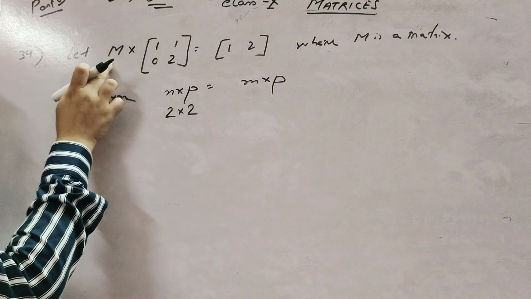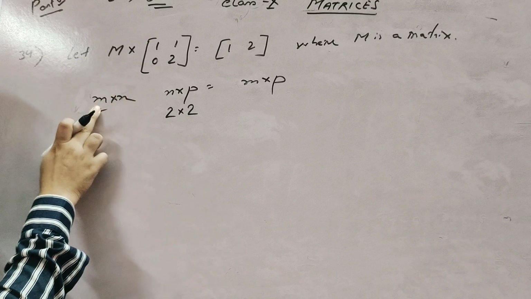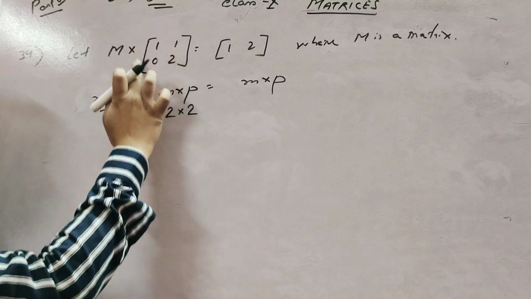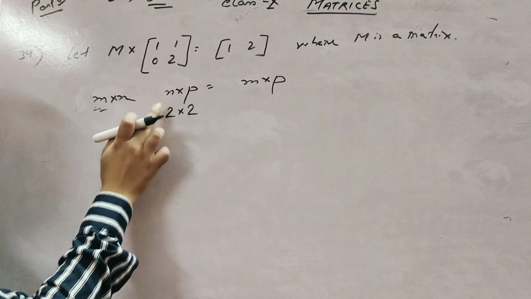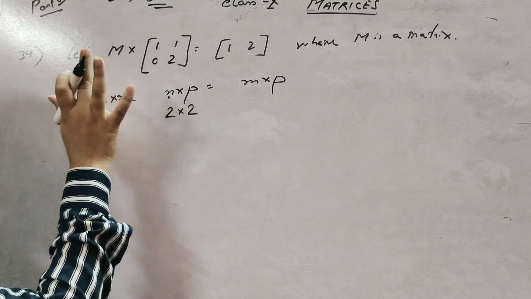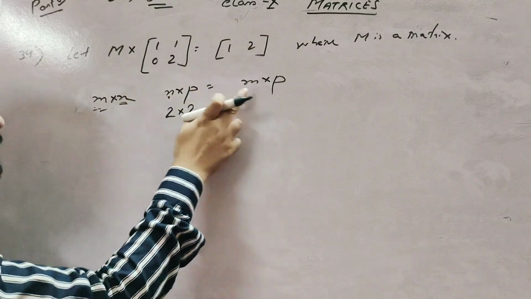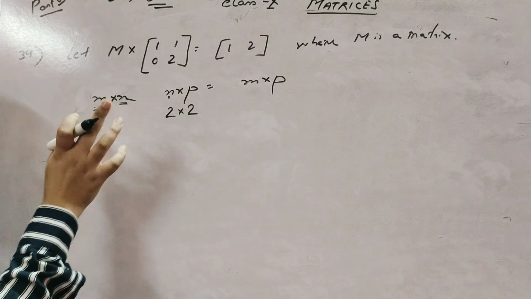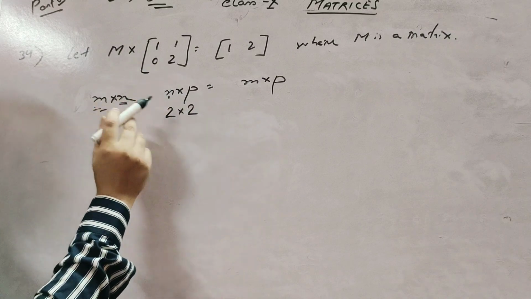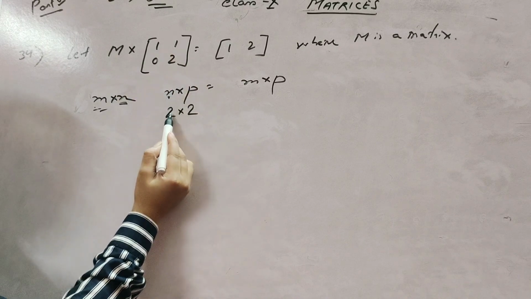Clear? Again I repeat, we don't know the order of the matrix, so in place of matrix M, we consider rows as m and columns as n. Okay, but in this place we know that n is column, but here n is row. Okay, m into n times n into p equals m into p. We know that. The formula we discussed in the first part of the video. So this is your 2 rows and 2 columns.